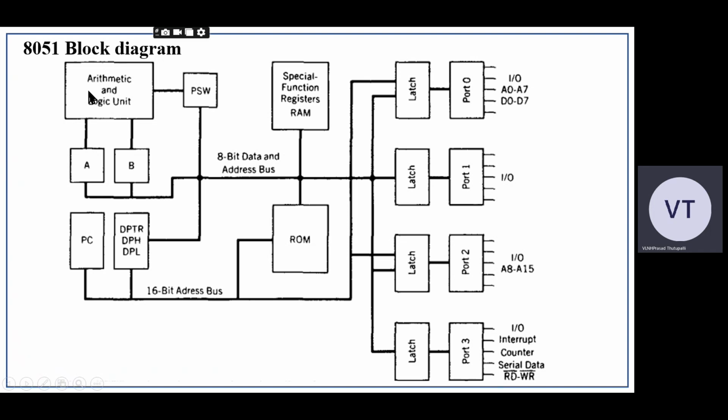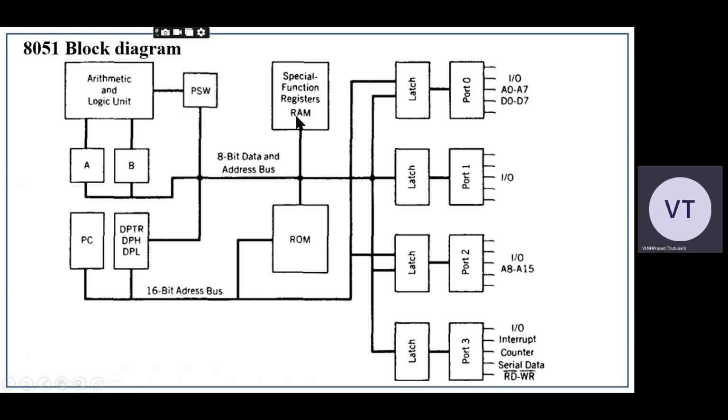Once again, the arithmetic and logic unit performs the arithmetical and logical operations. A and B are two general purpose registers used for arithmetical and logical operations. The program counter and data pointer are 16-bit registers. The program counter is used to maintain the sequence of the program during execution. The data pointer is used if you want to access data available in external devices or external memory. Data pointer higher, data pointer lower. The program status word is nothing but the flag register.